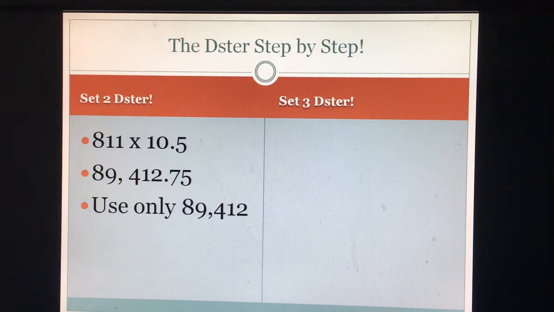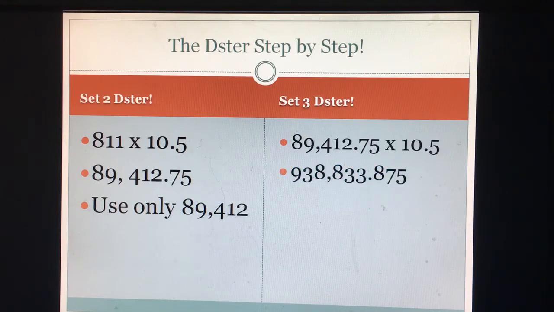Set 3 Dster: you use the previous number with the decimal and you multiply it by 10.5, which will give you 938,833.875. And we only use the first 6 numbers before the decimal, and we omit the last 3 numbers after the decimal. So that will be the set 3 numbers.